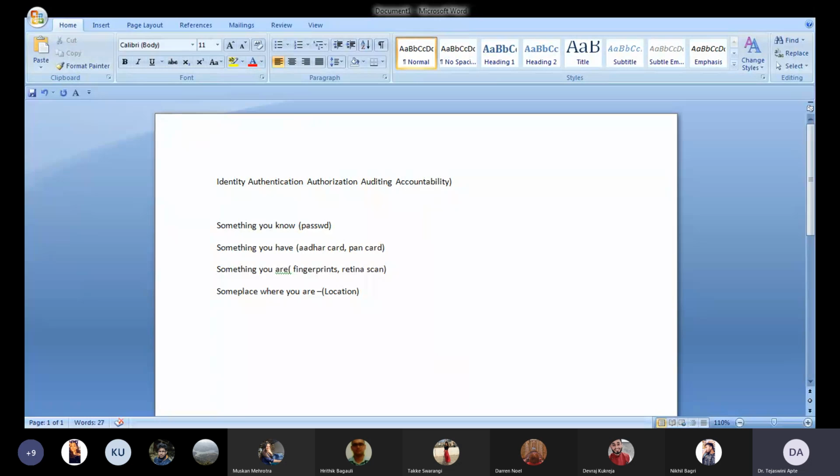Authentication is a process by which you are making sure that you are that person. Identity is your username. And when you say that you are that username, that is a process of authentication. That means something is authenticating you, that you are the correct username. You are Dell or you are Tejaswini. So this is the way by which your password is authenticating you.